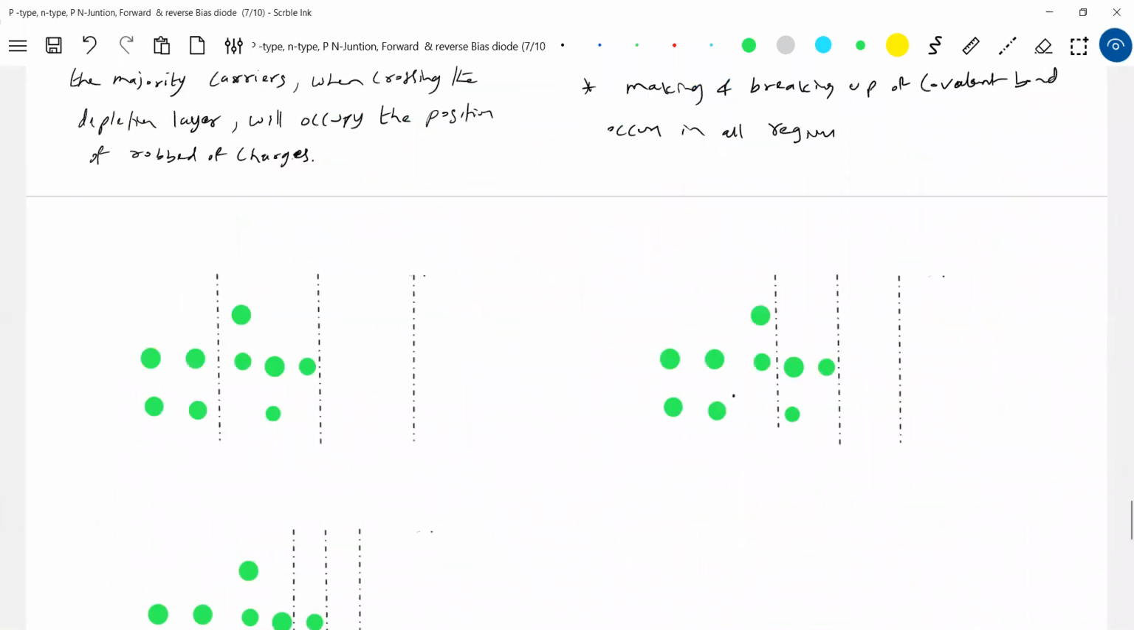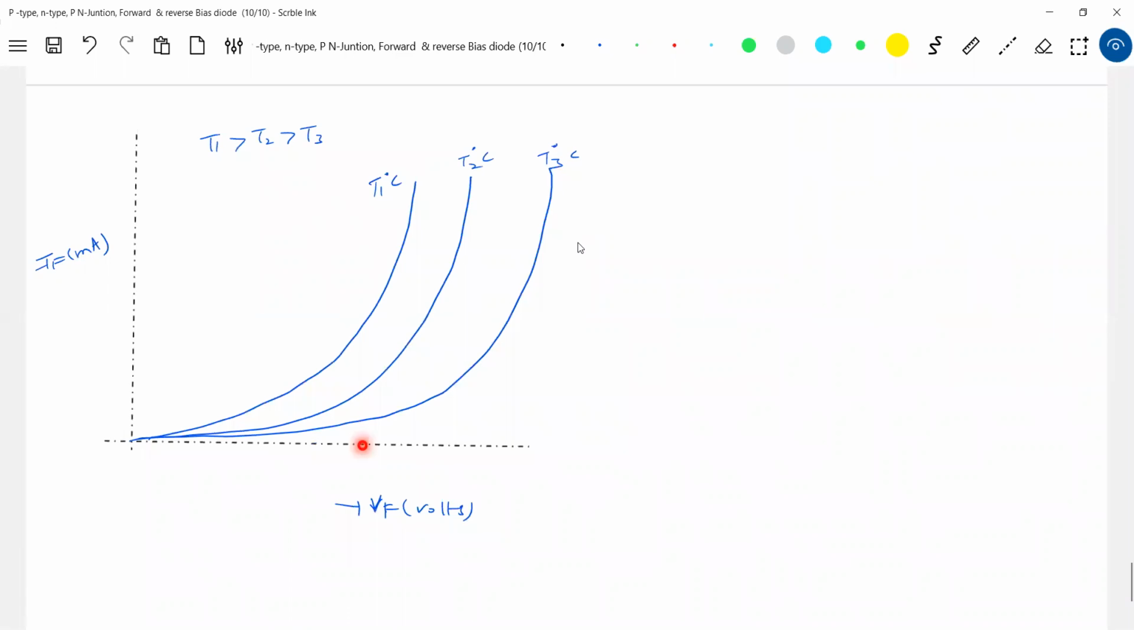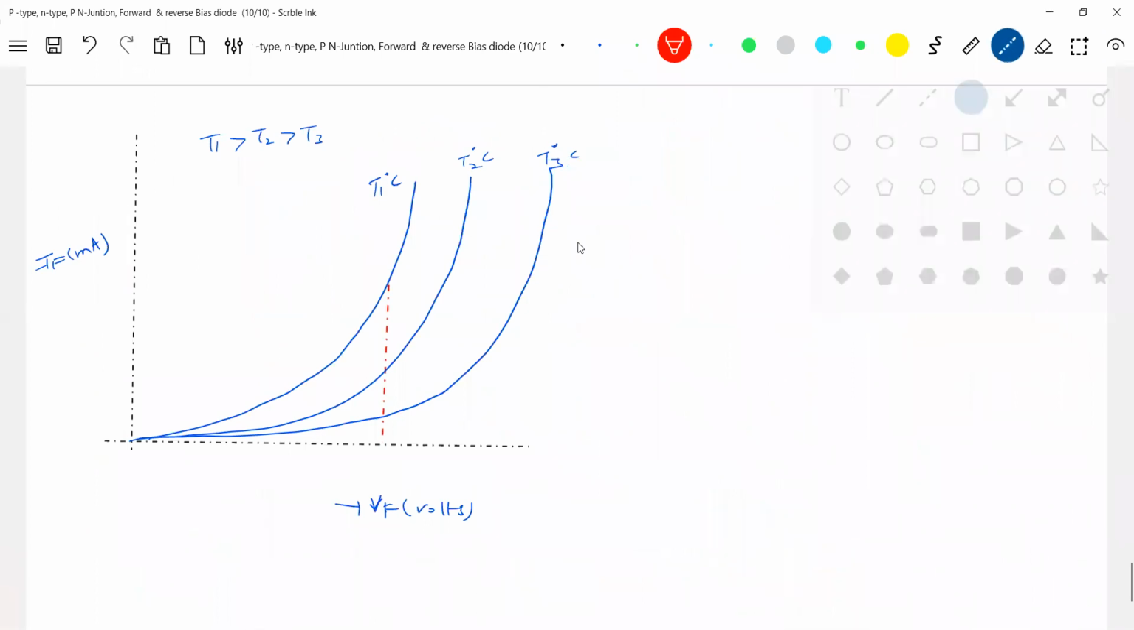So come to this. For a given voltage, you have to draw a line like this, a vertical line. So for a given bias voltage, as you increase temperature, more majority carriers will cross. So shall I put T1 greater than T2 greater than T3? Here, for a given bias voltage at temperature T3, few majority carriers were crossing. At the increased temperature, the number of majority carriers crossing will increase.